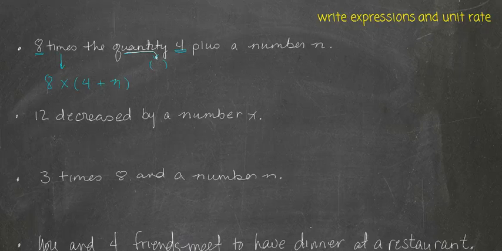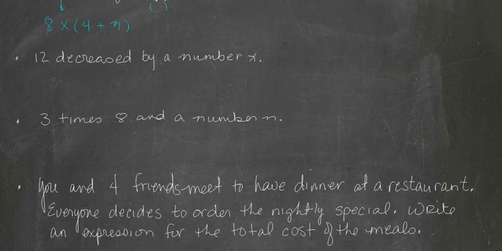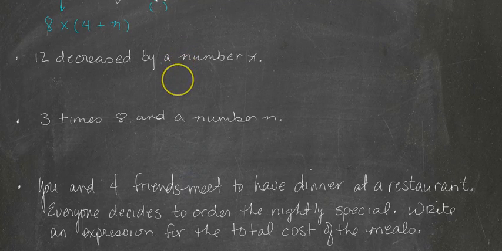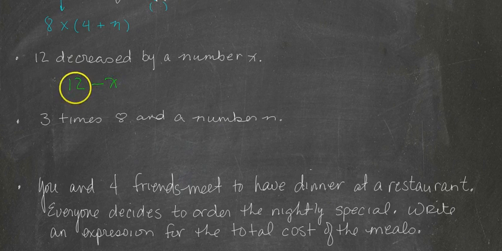So let's look at another one. 12 decreased by a number x. Decreased means minus. And this is going to be a this and that because you have the decreased, and this would be 12 and that would be the number x. So you're saying 12, take away from 12 some x value that you don't know what it is yet. All right, let's look at another one.